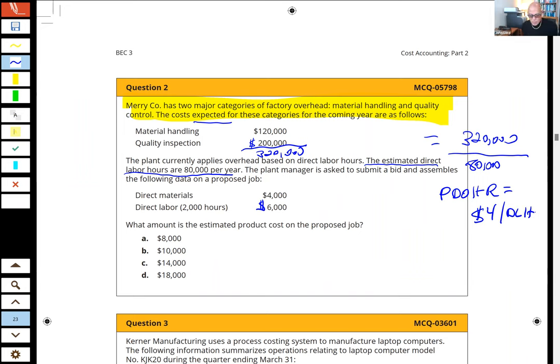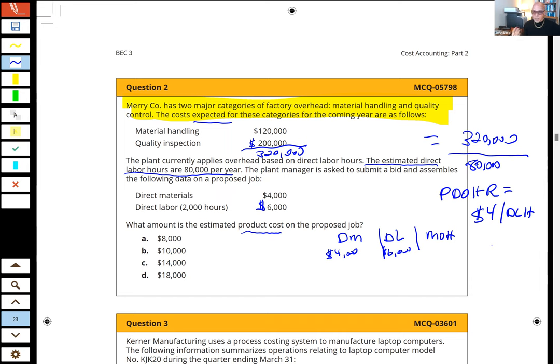Now they want to know, what is the estimated product cost? What are our product costs? See how easy it is to forget the definitions and get lost in the sea of these questions. Our product costs are what? Direct labor, direct materials, not necessarily in that order, and what? Manufacturing overhead. Well, they give us the direct materials of the 4,000. They give us the direct labor of 6,000. Let's get the dollar sign on there.